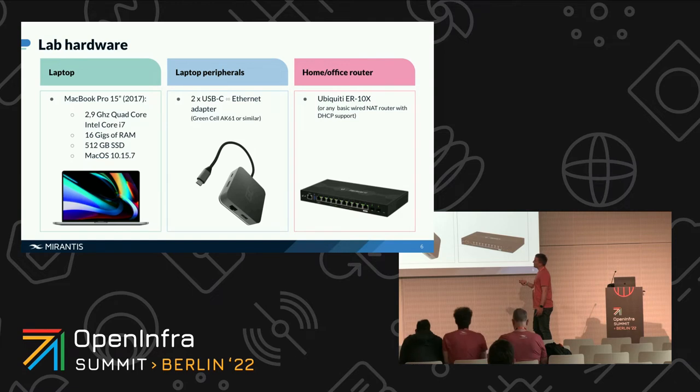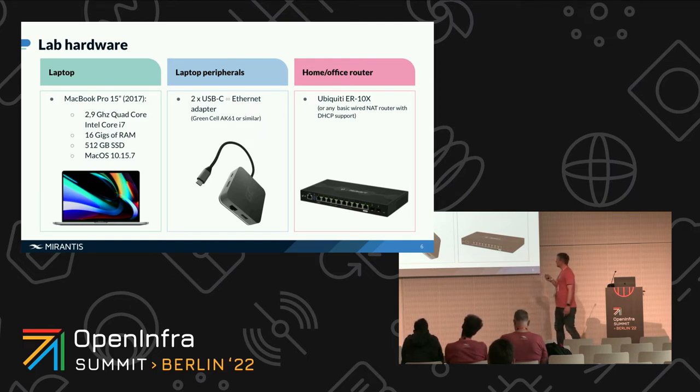Actually, the most expensive part you need, but you probably already have, is a notebook. I use my MacBook Pro with 16 gigs of RAM and a quad-core processor, and it's just fine. This Mac has no built-in Ethernet port, so I needed 2 adapters. You need 2 Ethernet adapters, because with the first one, you interconnect the access point. The other one is the uplink to the internet.